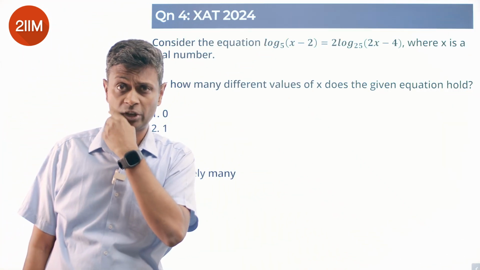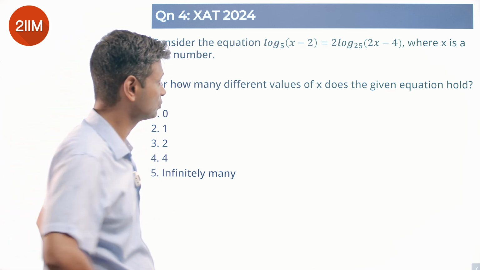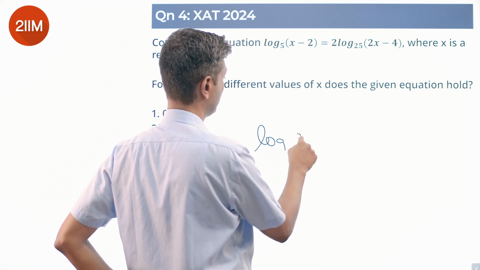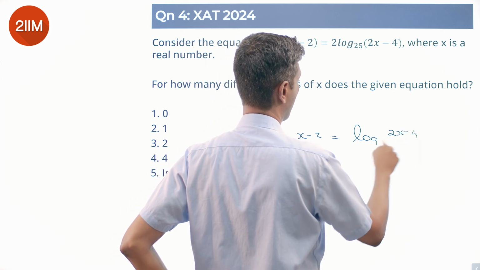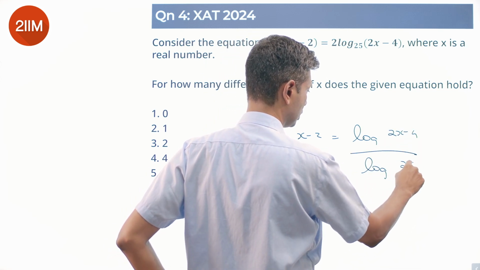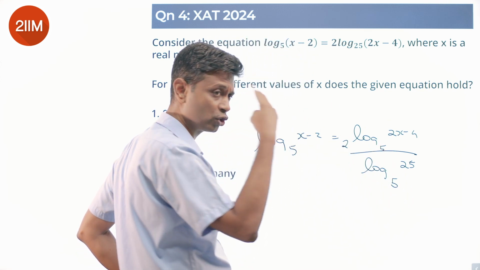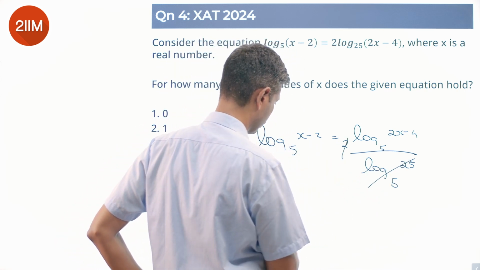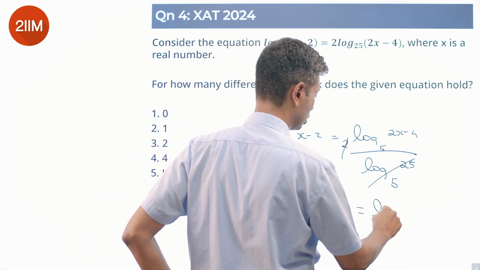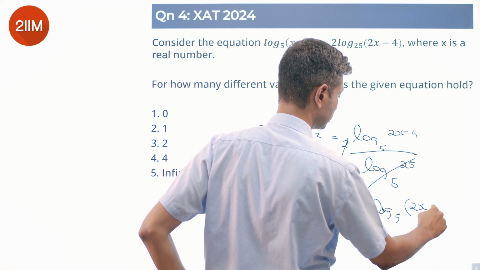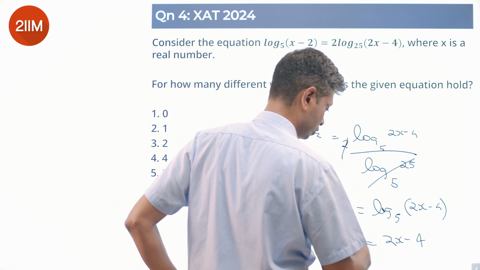Consider the equation log to the base 5 of x minus 2 equal to 2 log 2x minus 4 to the base 25. This is log of x minus 2 to the base 5. I'm going to write this as log 2x minus 4 by log 25. I'm going to choose both to the base 5, and this is 2 times that. Log 25 to the base 5 is 2. This will get cancelled. Or log to the base 5 of x minus 2 equals log to the base 5 of 2x minus 4. This gives us x minus 2 equals 2x minus 4.